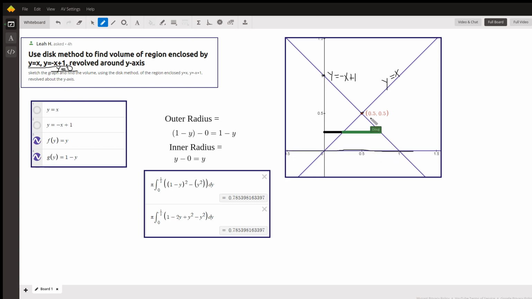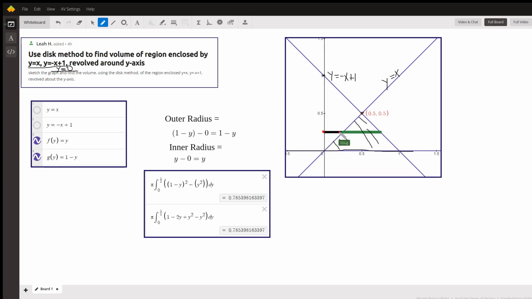So we're revolving this region about the y-axis, x equals 0. Okay, and you're told to use the disk method. The truth is this is really the washer method because there's going to be a hole in the middle. When you use the disk or washer method, your typical washers are perpendicular to the axis of revolution.